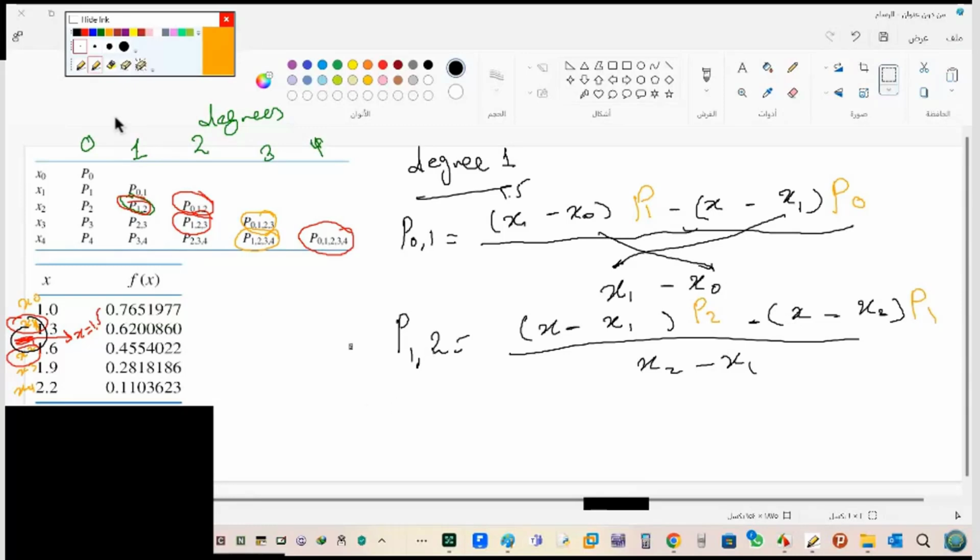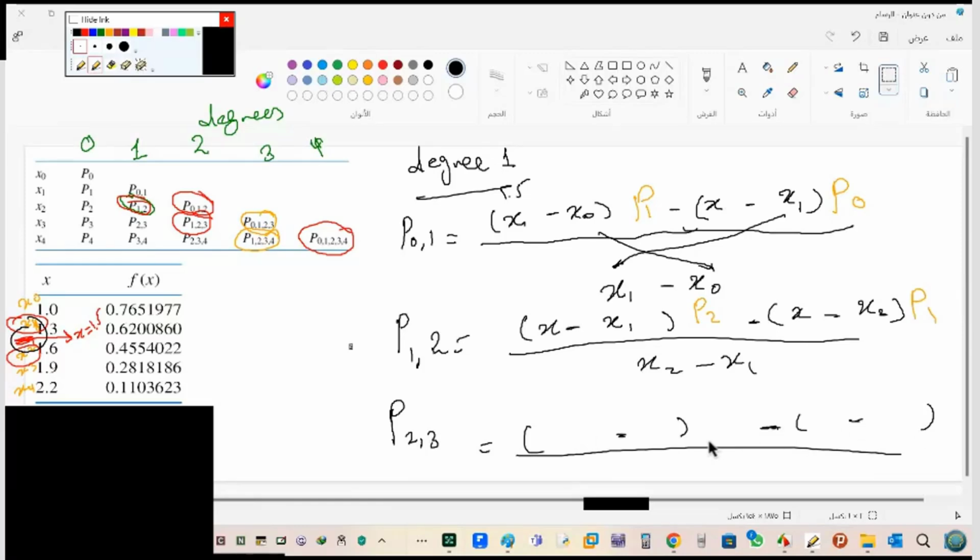Now, for the third one, P2, 3. It is, again, in practice, minus x minus x2, x minus x3 minus x2, and here we have B3, B2. Continue.